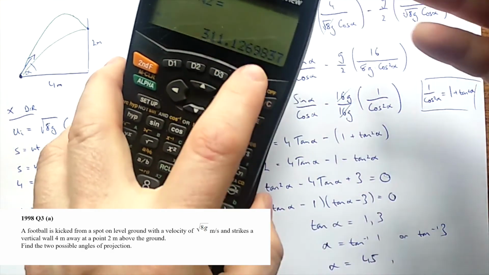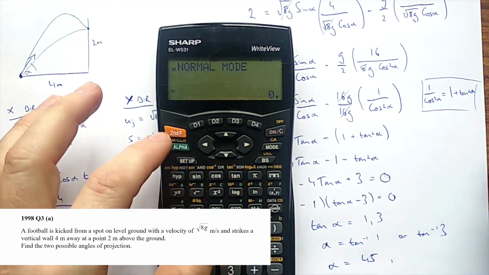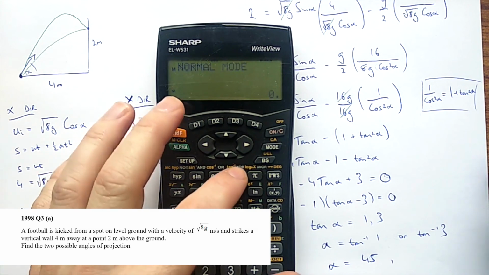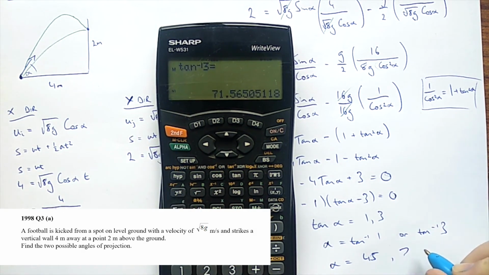We'll bring up our calculator. So we have second function tan inverse 3, 71.565 degrees. And there's our answer.